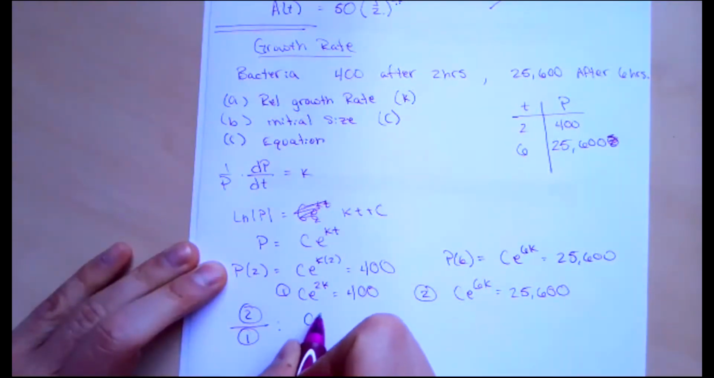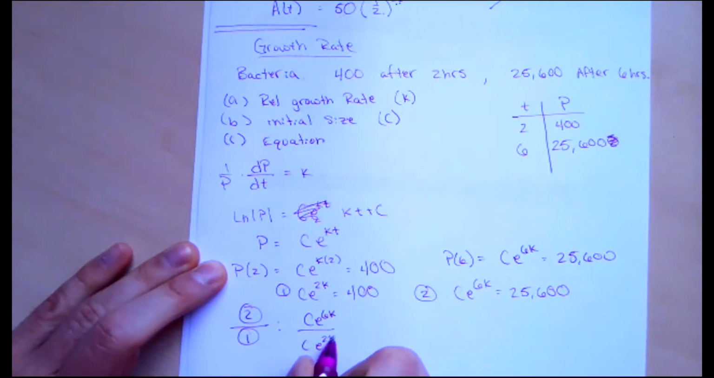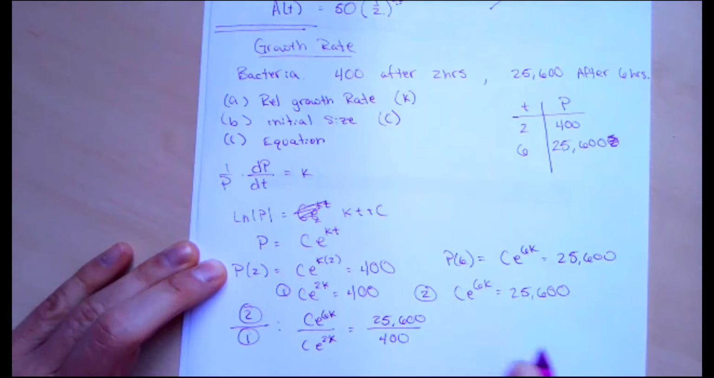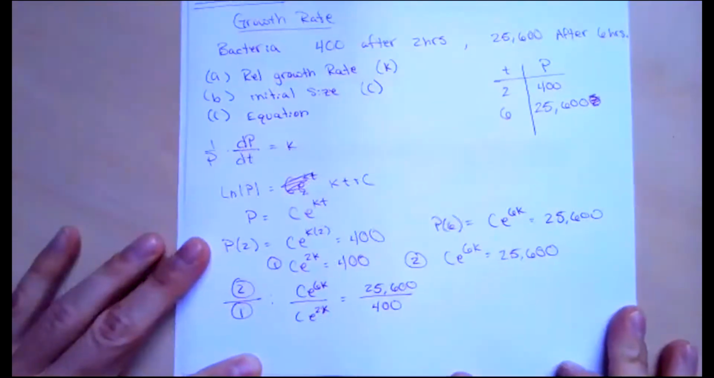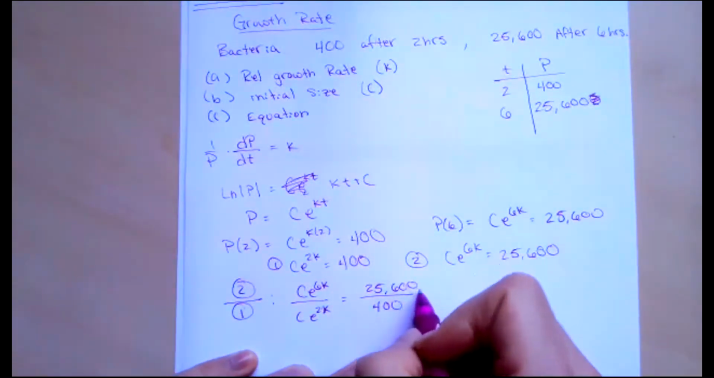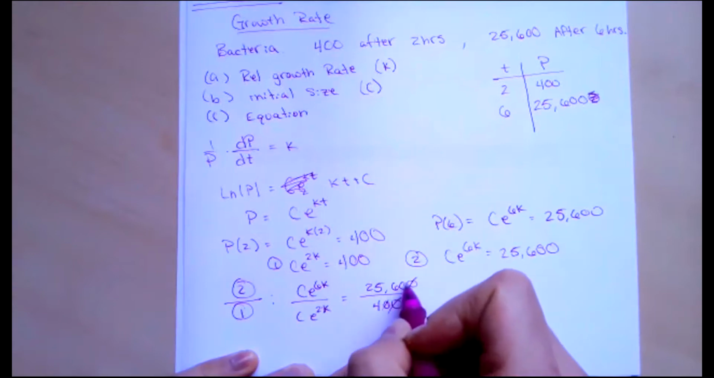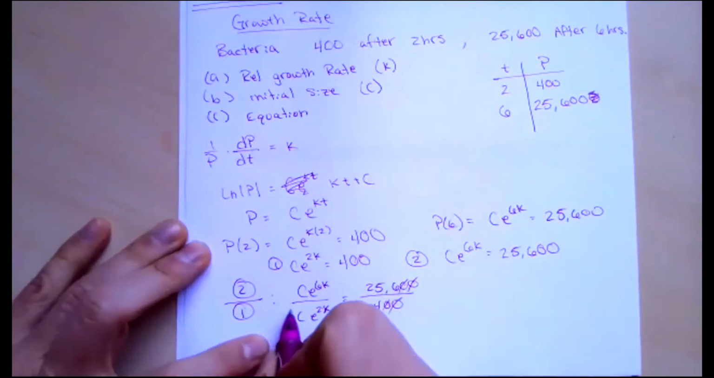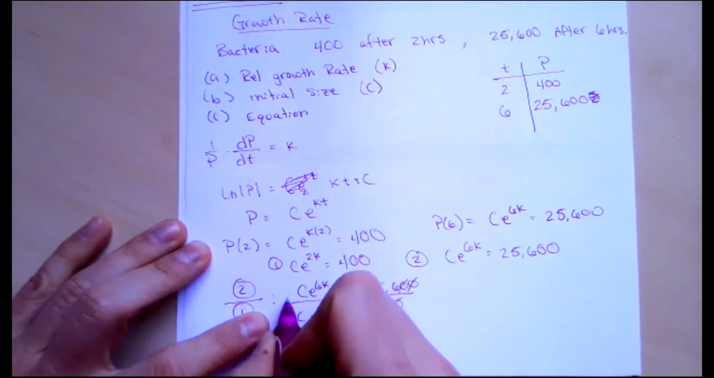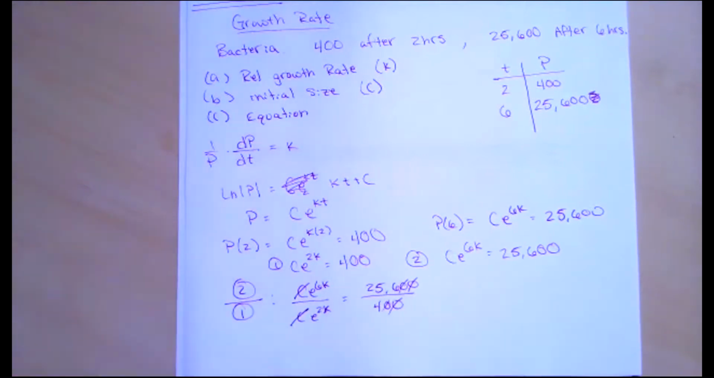If I take equation 2 divided by equation 1, what do we get? Well, we'll have c e to the 6k divided by c e to the 2k on the left equals 25,600 over 400 on the right. Zeros go away. I'm going to have to use a calculator for that. And nicely enough, when I divide these, the reason we want to divide is that my c's go away. And so now I can solve for my k.